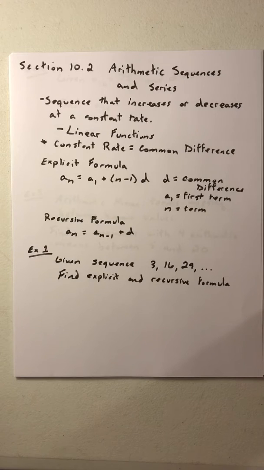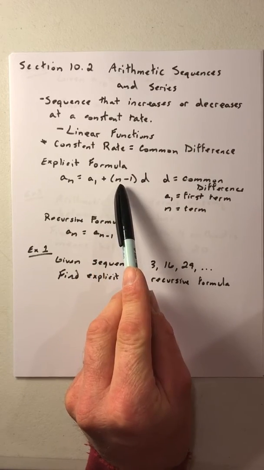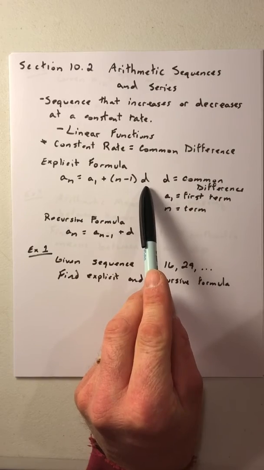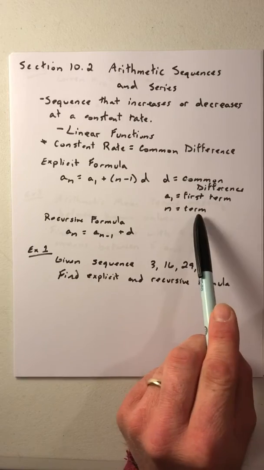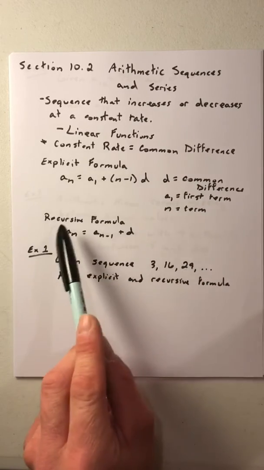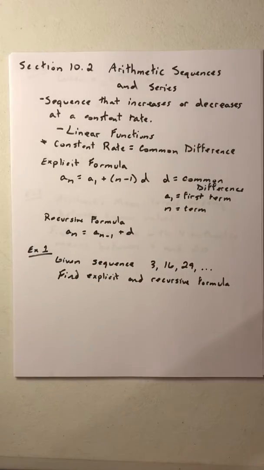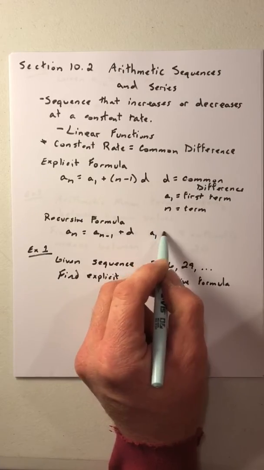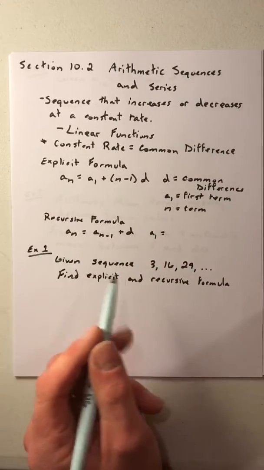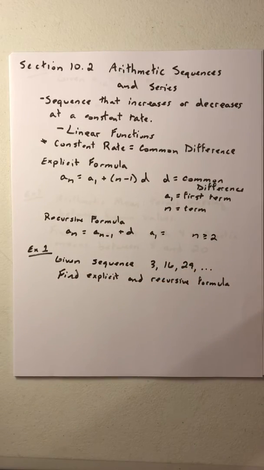The explicit formula is given by a sub n equals the first term plus the number of terms minus 1 times that common difference, where d is the common difference, a sub 1 is our first term, and n is the term that we're looking for. Recursively, a sub n is going to equal the previous term plus that common difference, where we have to give you a sub 1 equals something, our first term, and n is greater than or equal to 2.